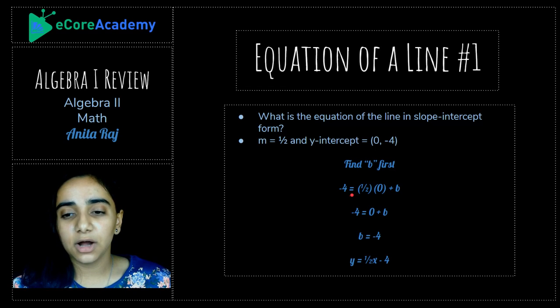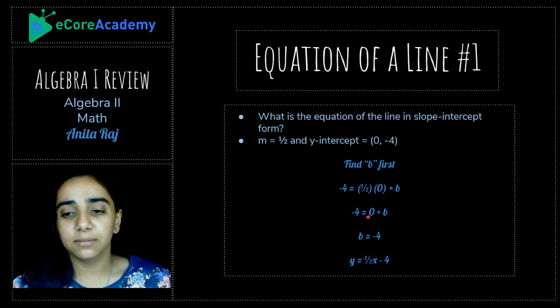So think of the equation y equals mx plus b. m is already given, so that's why I just input 1/2 right here. But because this is a point that belongs to this function, I also put in the y coordinate of this point for y and the x coordinate of this point for x. So that's how we got negative 4 equals 1/2 times 0 plus b. So negative 4 equals 0 plus b, because 1/2 times 0 is 0.